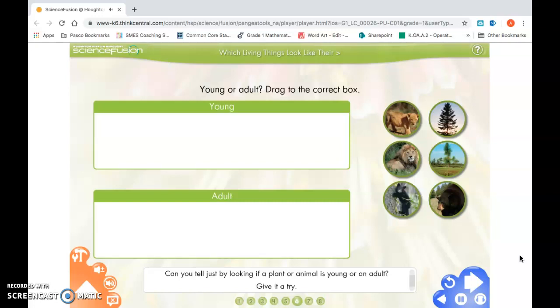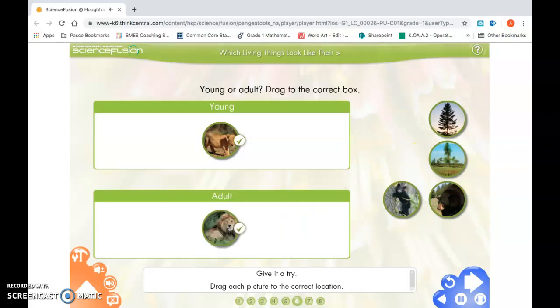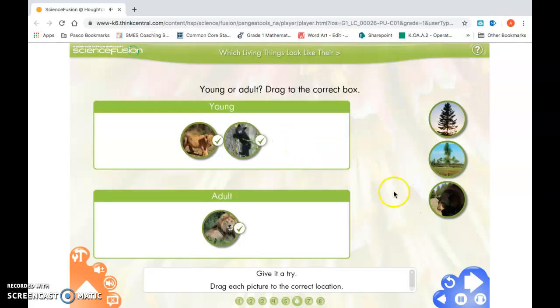Give it a try. Okay, drag each picture to the correct location. Okay, I'm going to point to the picture and I want you to tell me, is it young or is it an adult? This one right here. Did you say young? You're right. How about this one? Did you say adult? You got it. And what about this one? Yep, he's a baby.